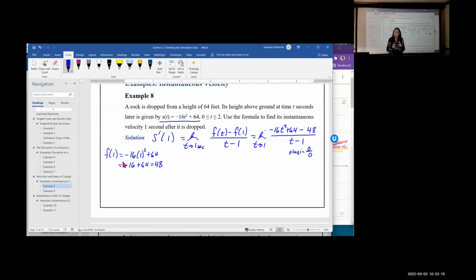So there's a hidden factor somewhere that's causing 0 over 0. So we have to try an algebraic technique to see if we can reveal where it is. So we're going to reduce what we have in the numerator. So we have the limit as t approaches 1 of negative 16t squared plus 16, all over t minus 1. And again, if you try to plug in, you're going to get 0 over 0. What common factor could you factor out of the numerator?